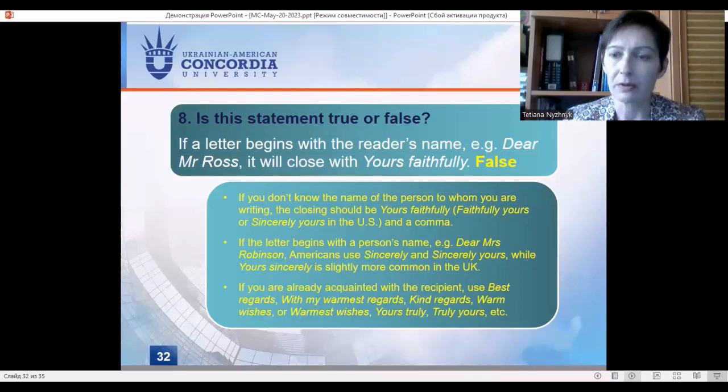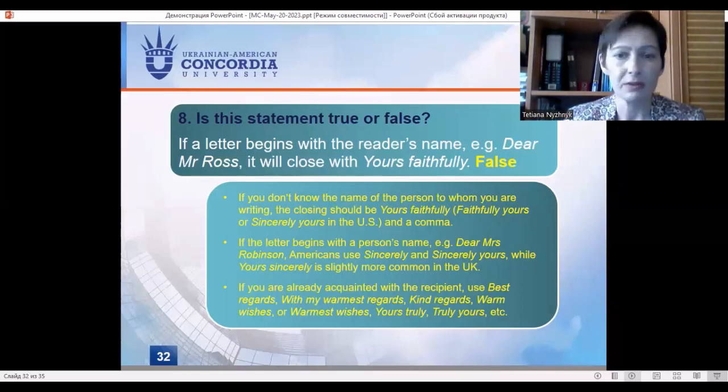In semi-formal writing, the variety of closing formulas won't be too great. I've written several examples there, like kind regards, warm wishes, best regards, with my warmest wishes, or with my warmest regards, with several variations. Americans often choose yours truly or truly yours. Another phrase which often appears in American letters will be cordially or cordially yours.